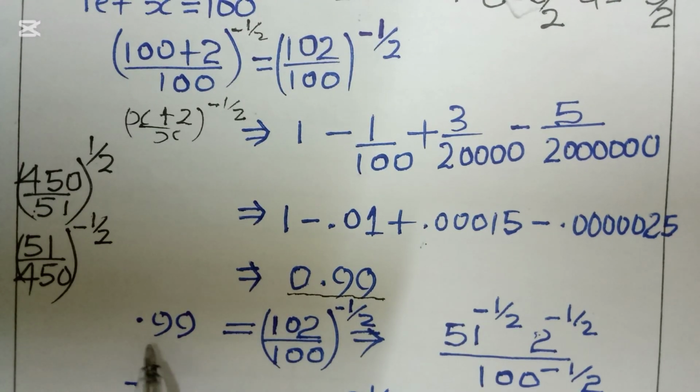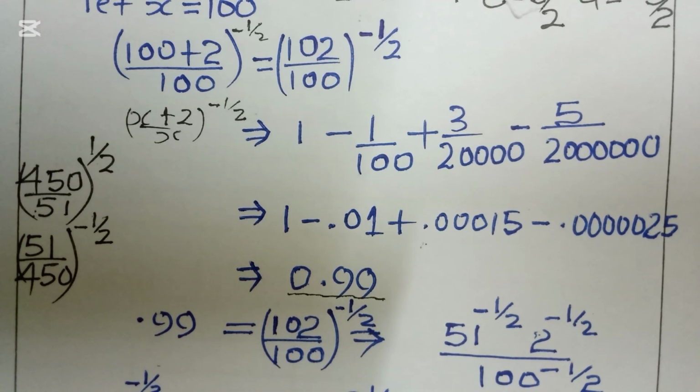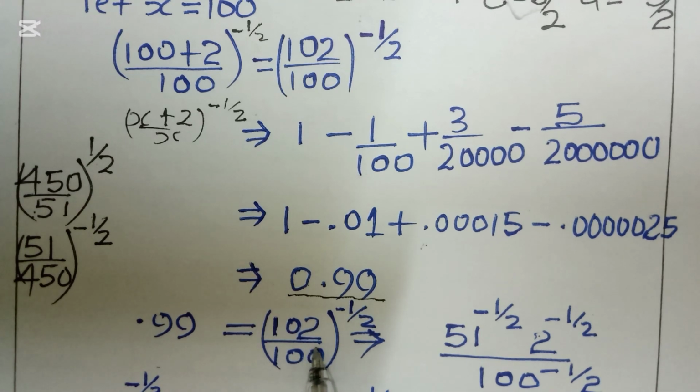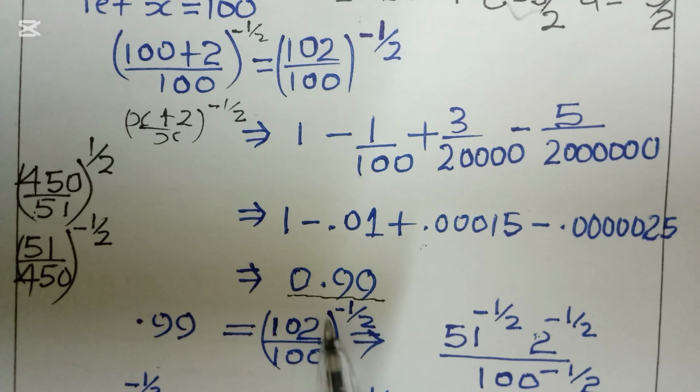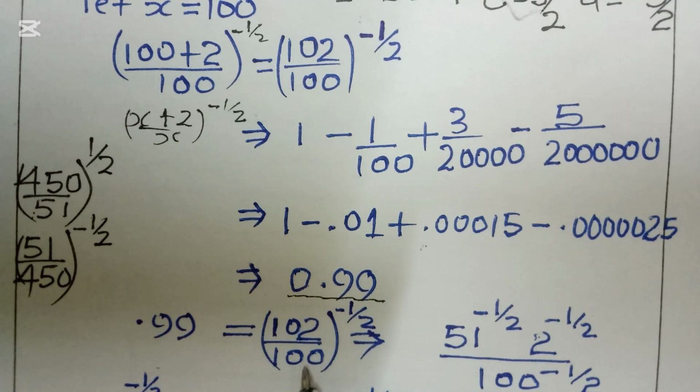As you can see, 0.999 is equal to that. Guys, now from there you can separate this 102 to be 51 and 2. That is 51 raised to negative half and 2 raised to negative half, all over 100 raised to negative half. Because of this bracket, this negative half raises both the numerator and the denominator.